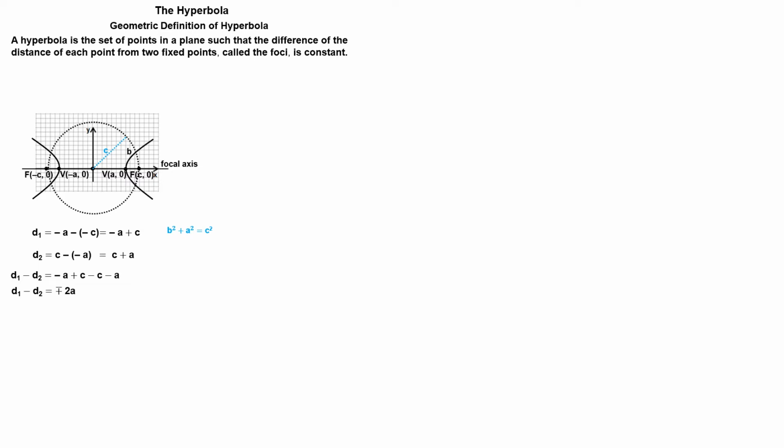At last, as a helpful tool for graphing hyperbolas, it's common to draw a central rectangle as a guide. This is a rectangle drawn around the center with sides parallel to the coordinate axes that pass through each vertex. We now apply the Pythagorean theorem to the right triangle to obtain the Pythagorean relation for hyperbolas.